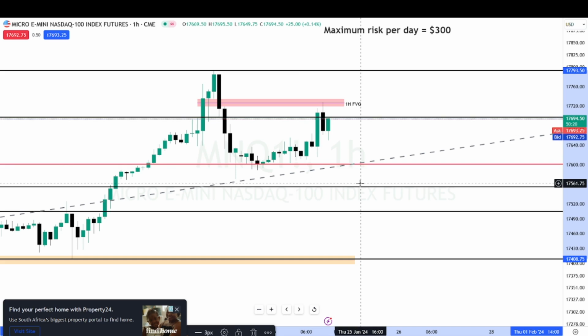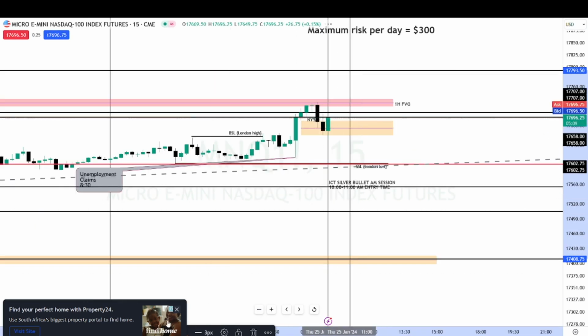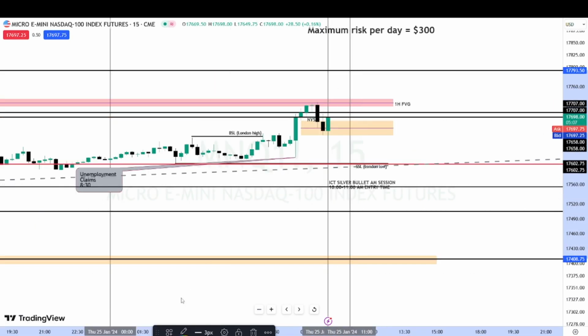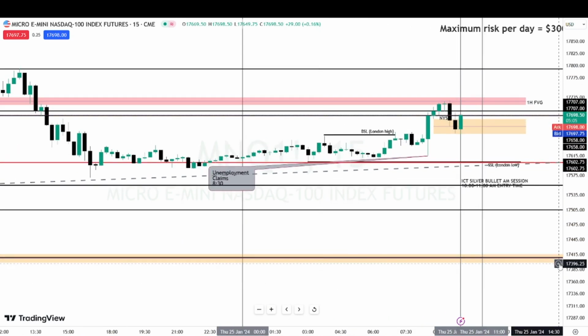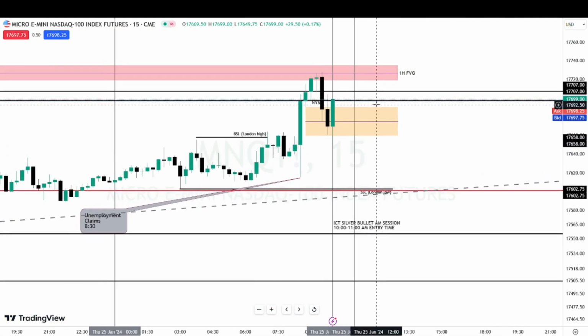But for that, I haven't taken any bias because I'm trading a silver bullet. Let me just go to this is an hourly. Let me go into a 15-minute time frame. You can see I have a 15 minutes time frame.